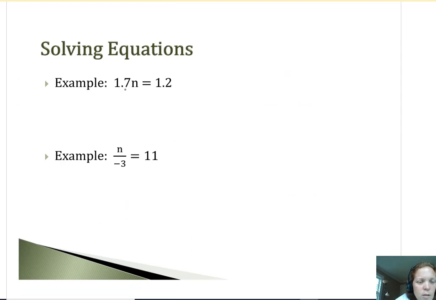Okay, now this one, 1.7n equals 1.2. Remember, this means times. So if I want to move the 1.7 to the other side, I want it to cancel on the left side. So since this is times, I'm going to divide by 1.7. Whatever you do to one side, you have to do the other. So 1.2 divided by 1.7. That's when I need my calculator for sure. And we'll go to the hundredths since I didn't really say how to round. About 0.70588, so about 0.71.